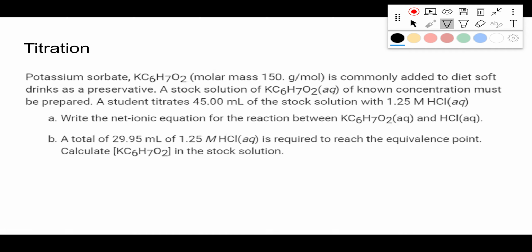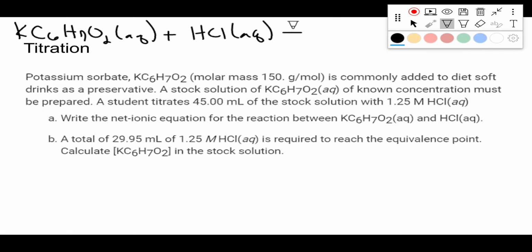So let's start with writing out that net ionic equation. I'm going to do that up at the top because I'm going to need the bottom to be able to work out my problems. For me, I start out always doing a net ionic equation by writing out all of the things that are involved in the chemical reaction. So I have KC6H7O2, and that is aqueous, plus HCl, that is also aqueous, yields.